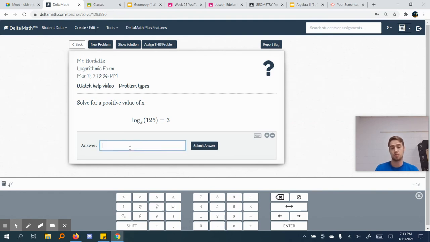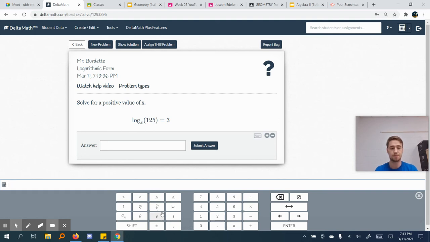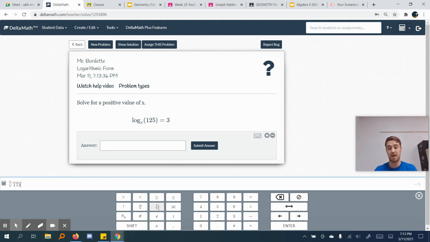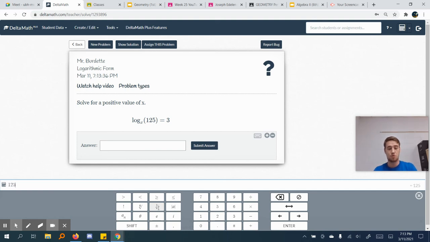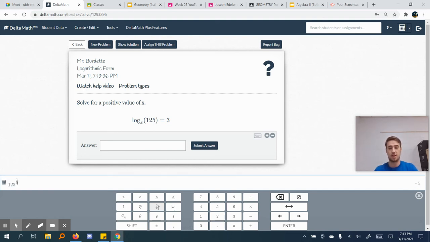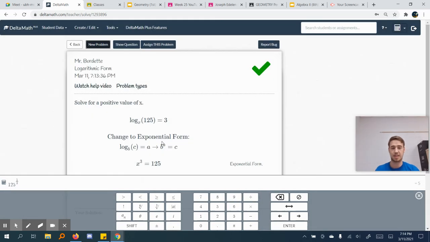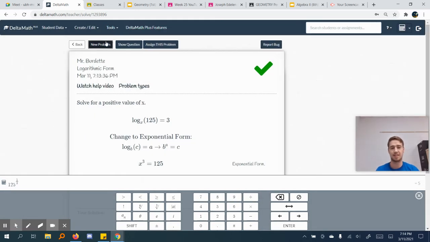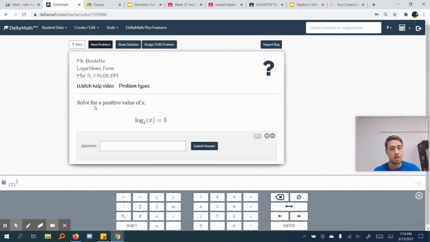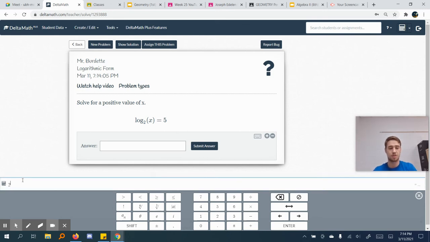Now log base x of 125 is 3. That means we want the 3rd root of 125, which is 5. Another way we could do that is if we just raised 125 to the 1/3 power. We will get the same result either way. So we can confidently say that 5 is our answer. So again, whenever we're missing what's inside the parentheses, we raise the base to the power on the right side. So 2 to the 5th is 32.